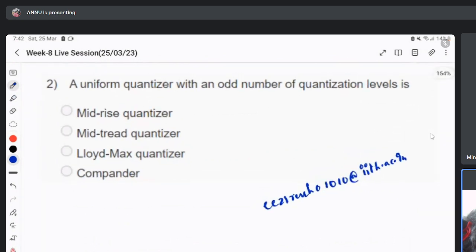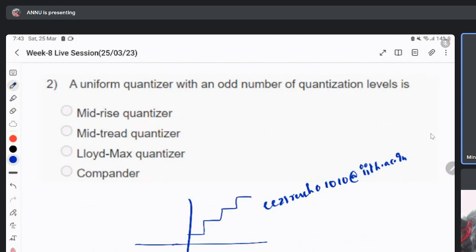A uniform quantizer with an odd number of quantization levels will be mid-tread. Mid-rise will be when there is an even number of quantization levels. With 5 levels, it is mid-tread. This one is odd, and this one is even.